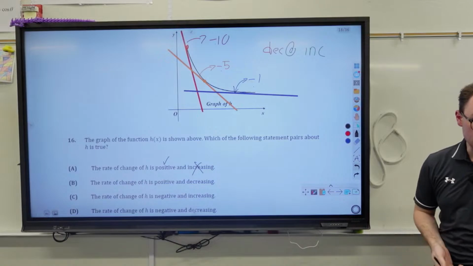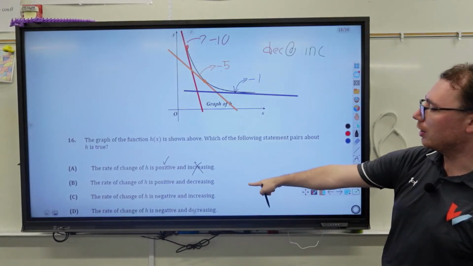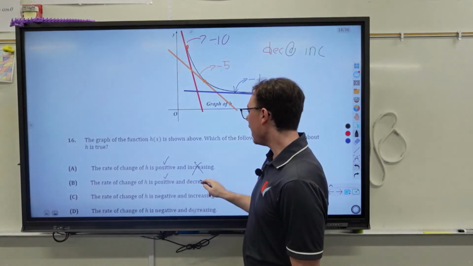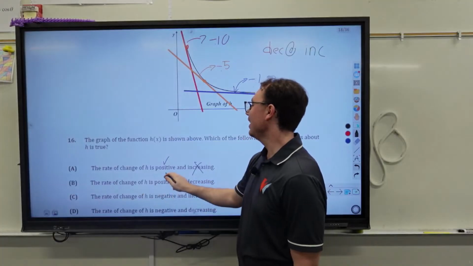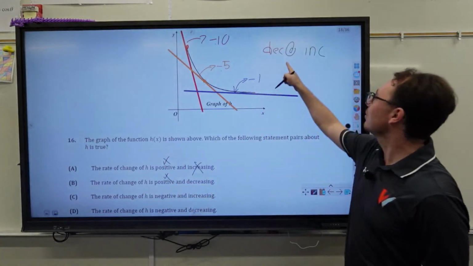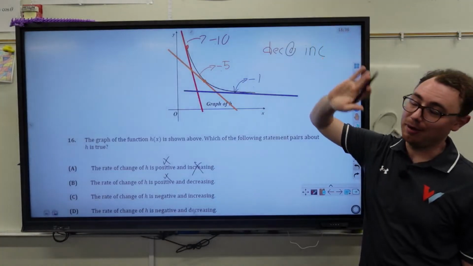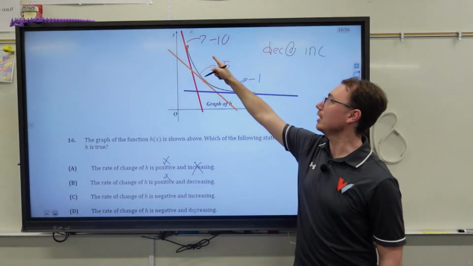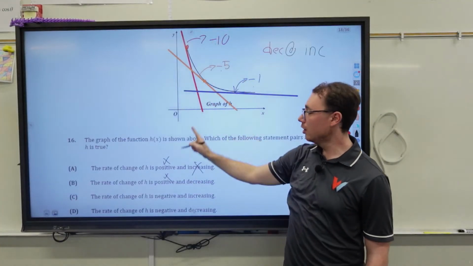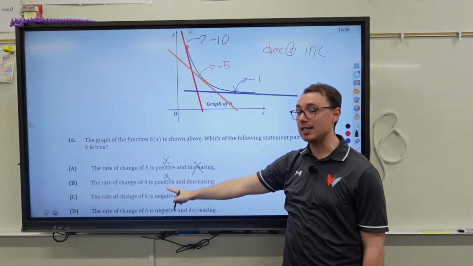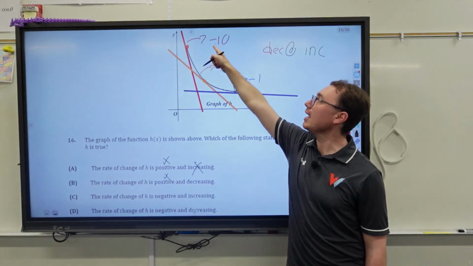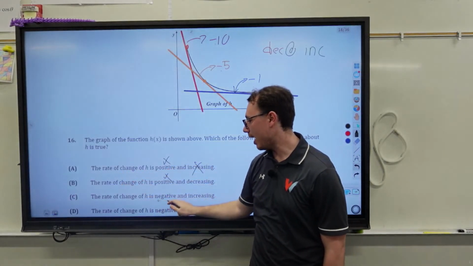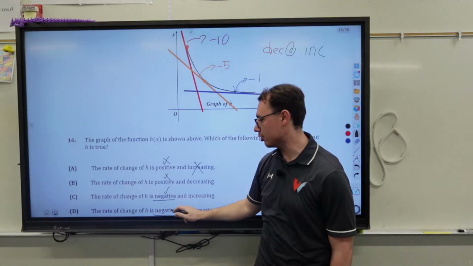Well, we know for B here that the rate of change for this graph is, nice. The rate of change here is not positive for these graphs, because we know that the rate of change here is decreasing. That was my bad. The rate of change for both of these is negative, so these values are negative. So we know that this is not a positive rate of change. It has to be a negative rate of change.